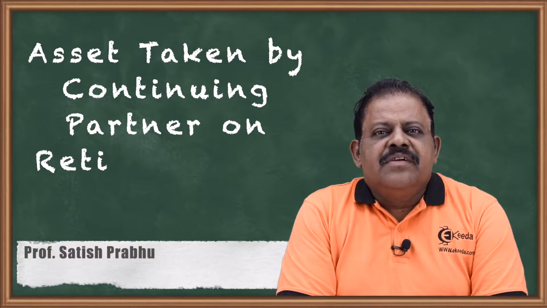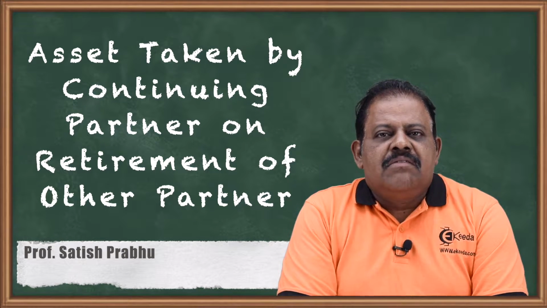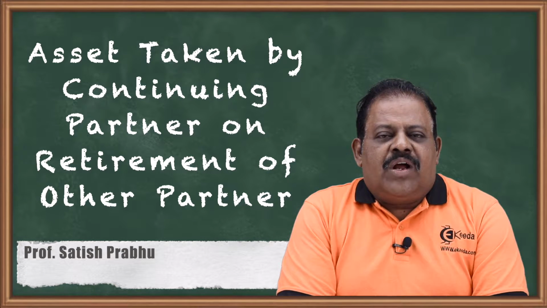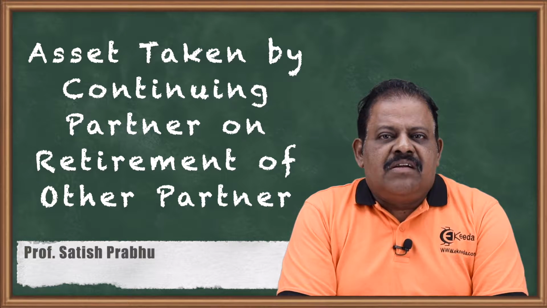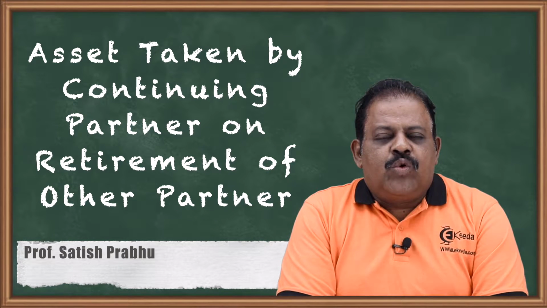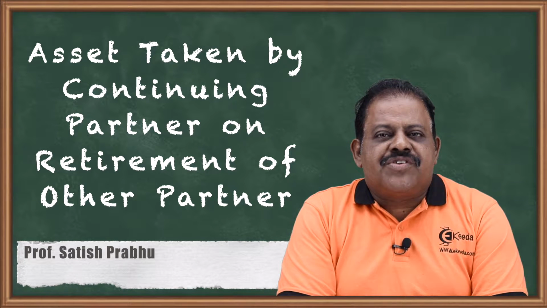Hello friends, let us discuss one question on retirement of partner where one partner is retired and one of the continuing partners has taken an asset from the firm. How to give treatment to this adjustment, that we will understand in this question. Let us go through the question.